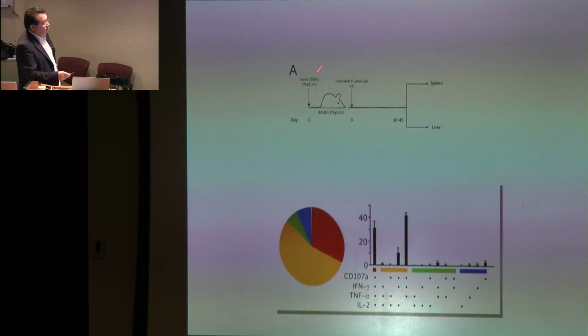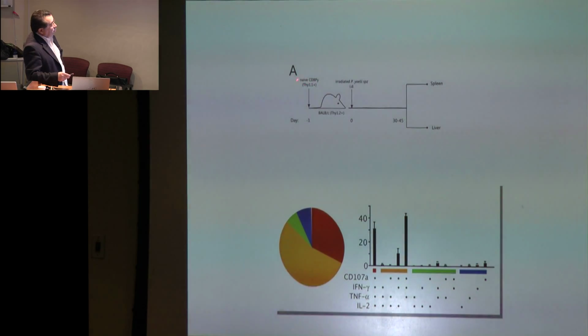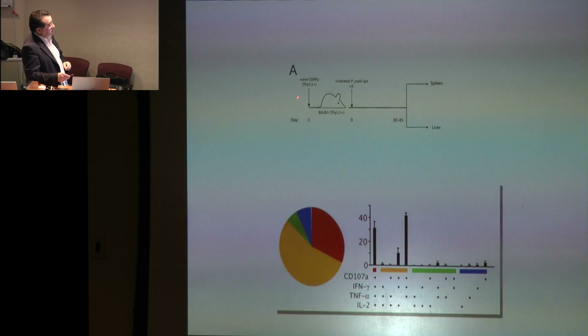Here, the way we do the experiment is we simply inject CD8s, which are specific for the parasite. This is a T cell receptor transgenic cell, which is injected into mice. Then we immunize the mice with the parasite, and we wait 30 to 45 days, and we pick up the spleen, and we pick up the liver, and see how similar they are.